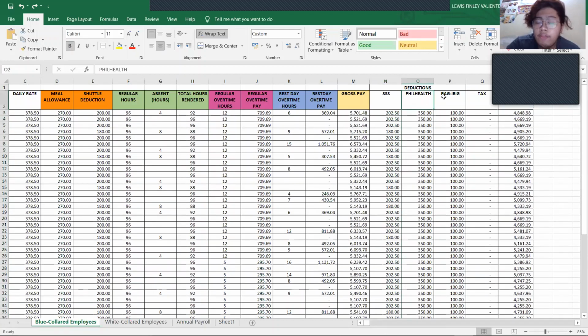For the PhilHealth and for the Pag-ibig, they have their own fixed rate. For the PhilHealth, we have 150, and for Pag-ibig, we have 100.